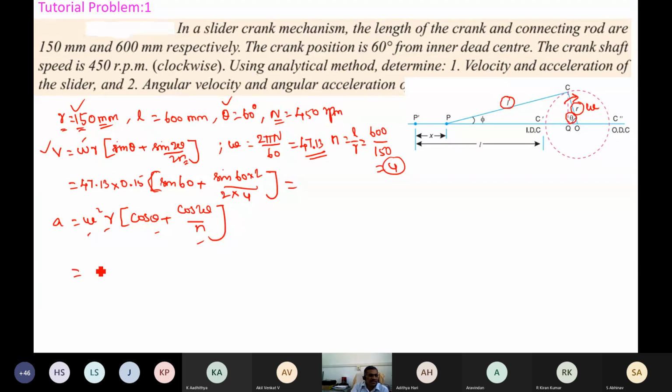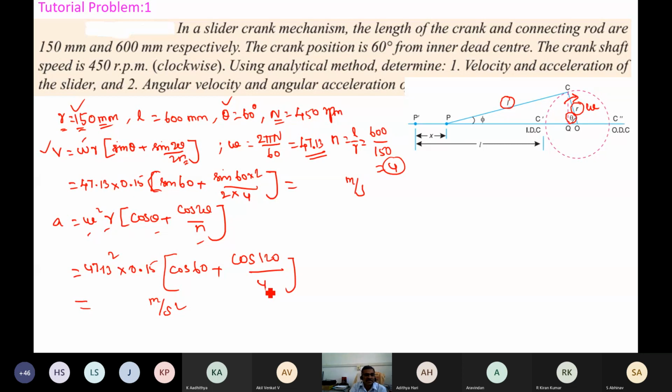Similarly, to find the acceleration of the piston, omega square, so 47.13 the whole square multiplied by r. r is substituted in meter, so you will get meter per second square. 0.15, within bracket cos theta: cos 60 plus cos 60 into 2, that is 120, divided by n. n is equal to 4. You will get the value of acceleration. What will be the unit? Meter per second square. And for velocity, meter per second.